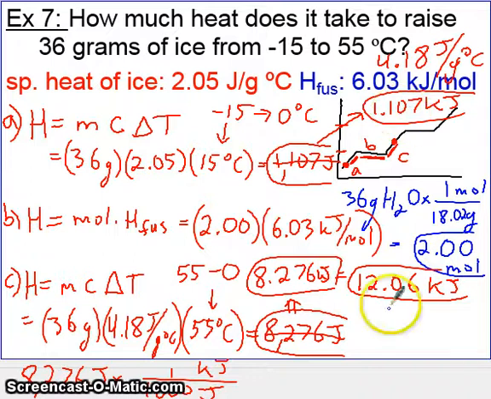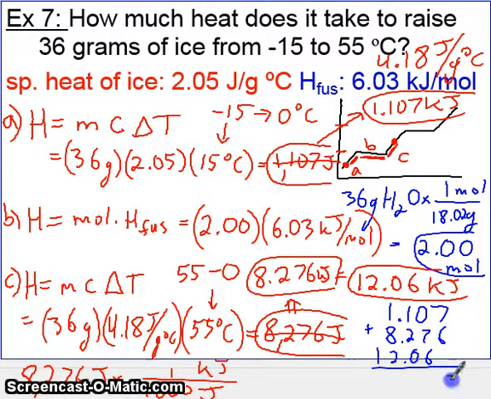So I'll add the 1.107 plus the 8.276 plus the 12.06 for a total of 13. Carry the 1. We got 14. Carry the 1. We got 4. And here we have 11. Carry the 1. 21.443. Now let's take a look at the significant figures.